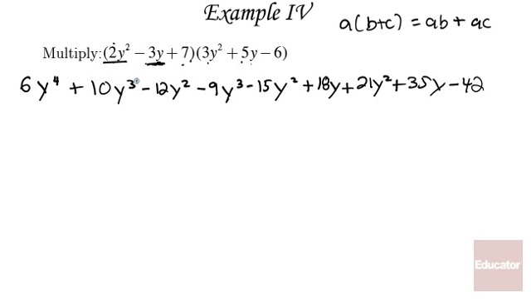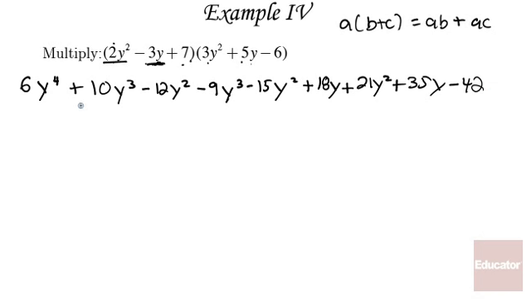Now, how do I know that I've taken care of everything, especially since I'm just doing this a little more quickly and not writing out that entire step? Well, if I need to multiply 3 things times 3 things, 3 terms times 3 terms, that's 9 terms. 1, 2, 3, 4, 5, 6, 7, 8, 9. So that's a good double check.